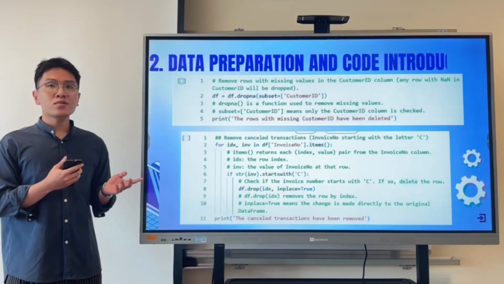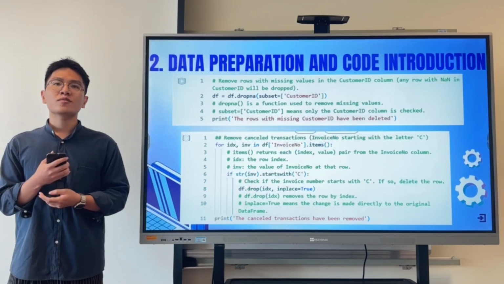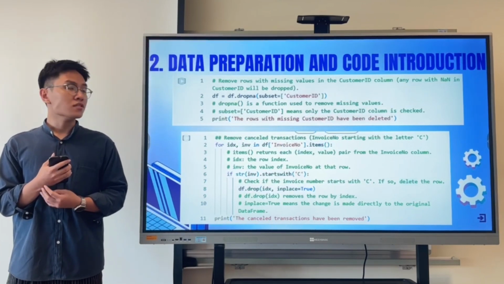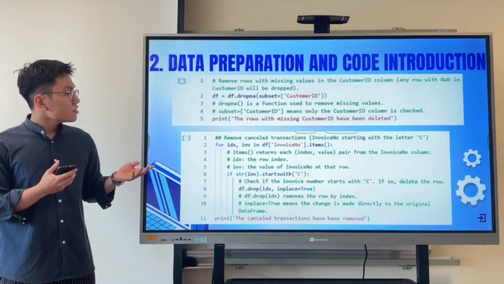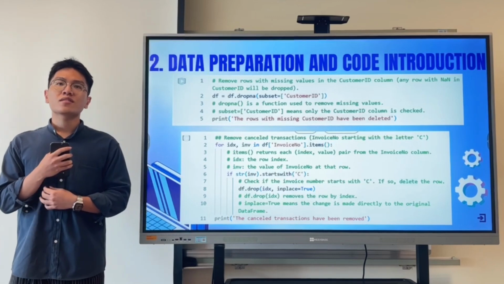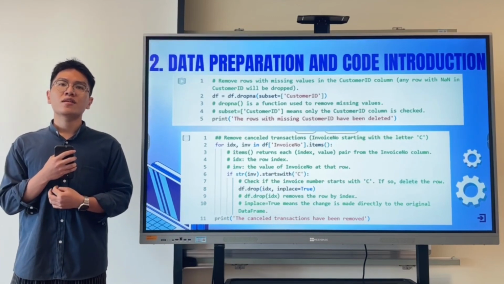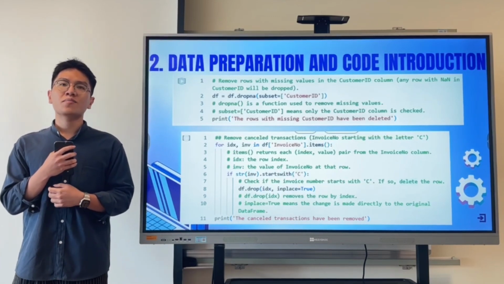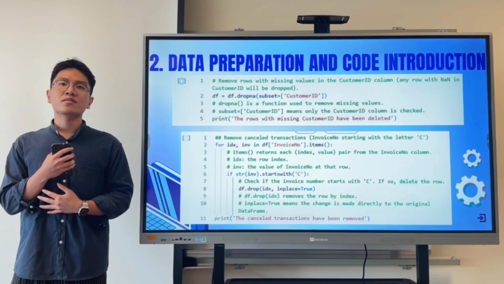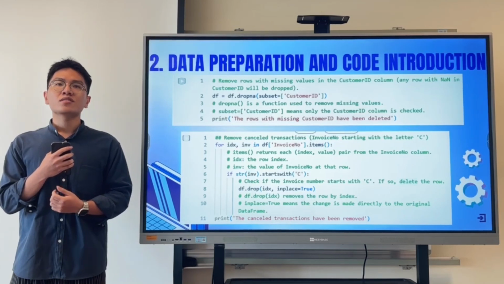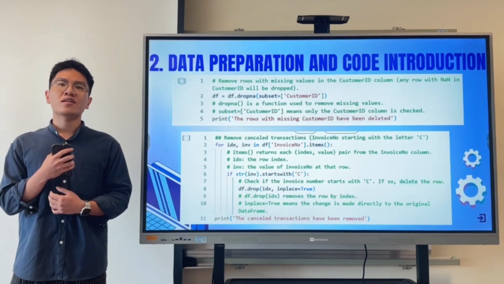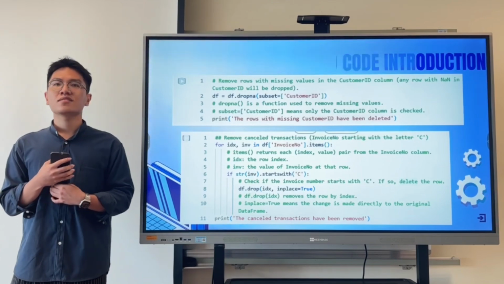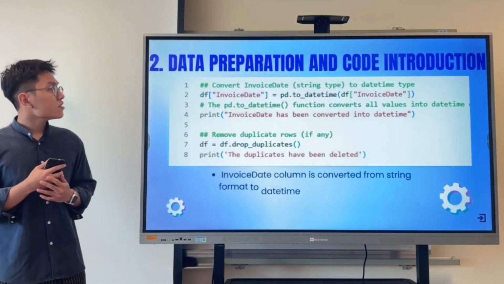And next is step 2. Here I clean and remove error columns and filter the data. And next is step 3. Remove canceled invoices, identified by invoice numbers starting with C. This leaves only after-purchase transactions for accurate analysis. And next is step 4.